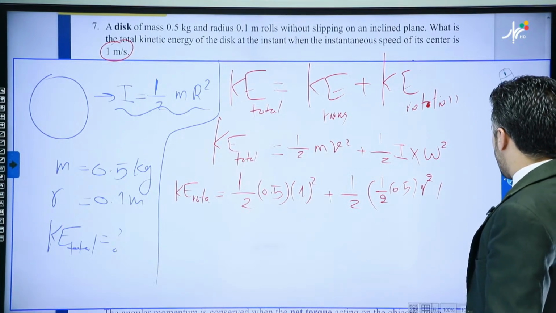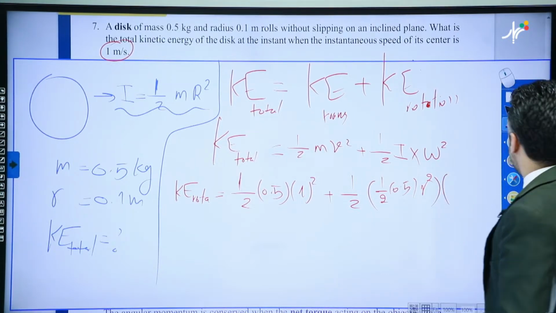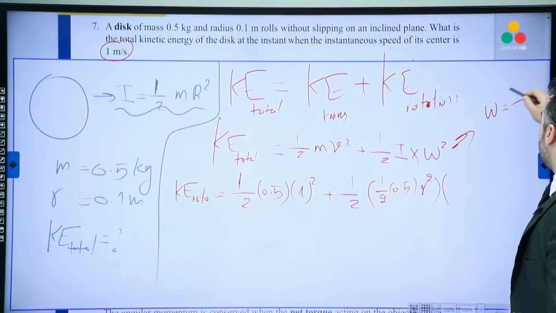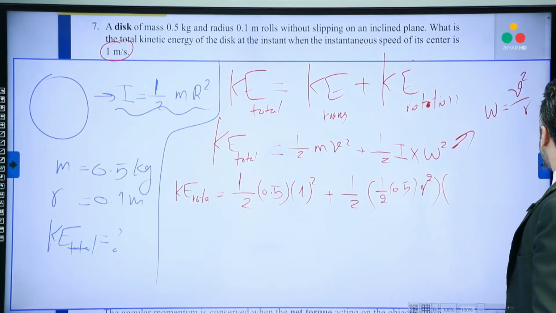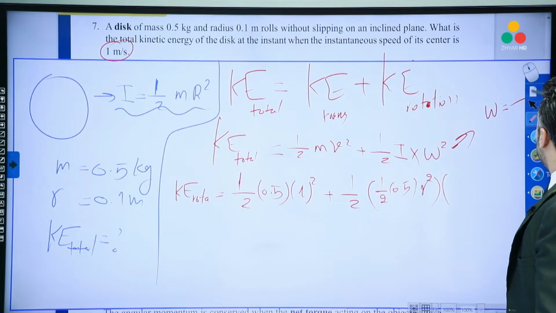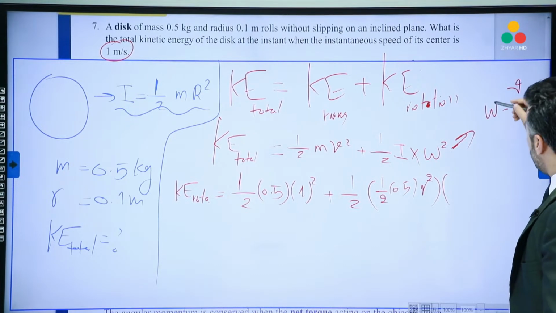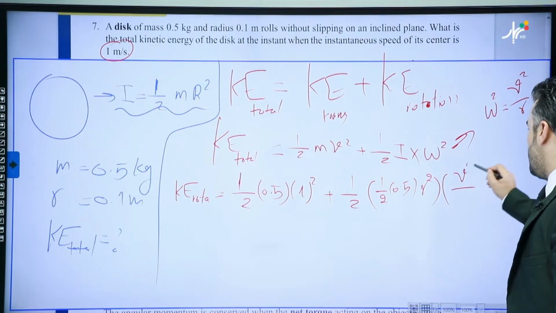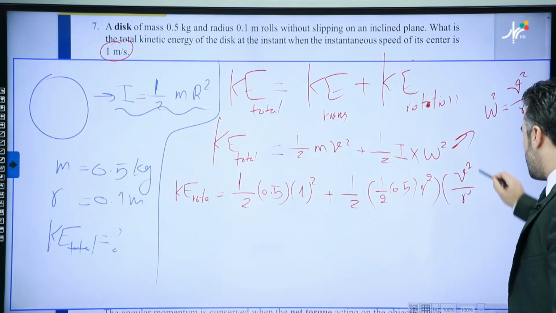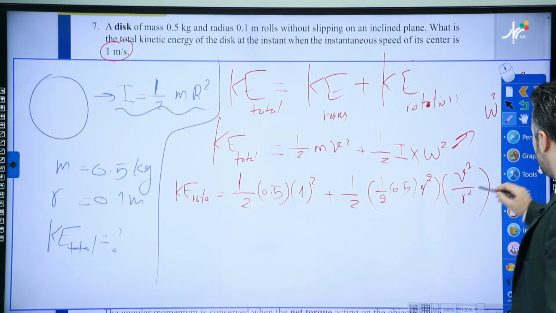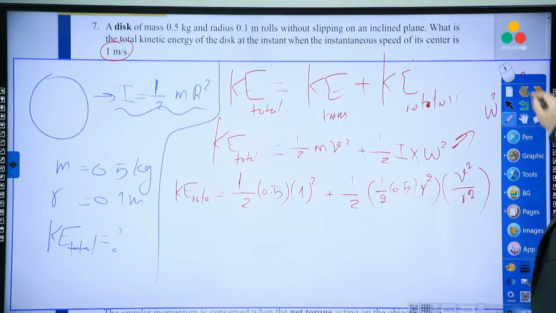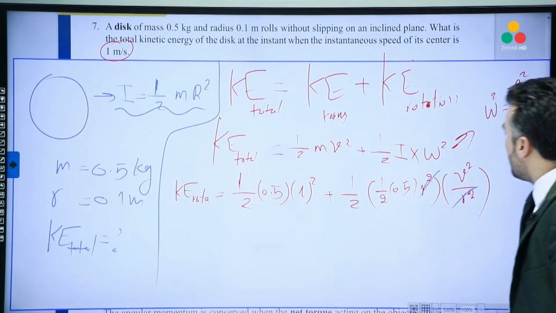let's close the bracket for this one here, multiplied by the angular speed. What is the angular speed equal to? Angular speed equals speed over the radius, yeah? But because it is squared here, this also becomes squared. So we can say speed squared over the radius squared. Now we can cancel out these radiuses together. So now this two will cancel out, correct?